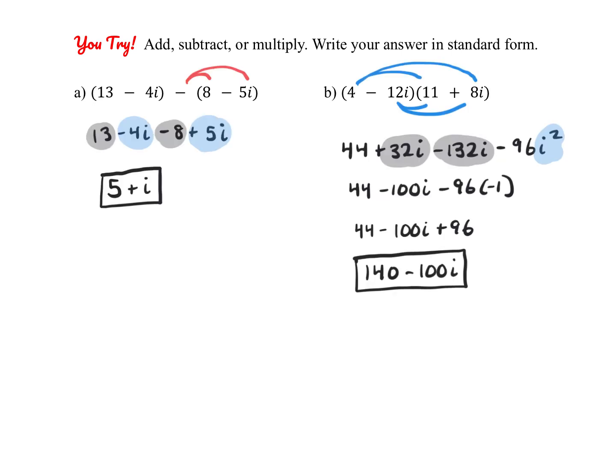All right, go ahead and check your work here. For part A, please make sure you distributed the negative before you combine like terms. And for part B, we FOILed it out. Make sure you simplified this i squared to negative 1, and please make sure you combine like terms correctly.